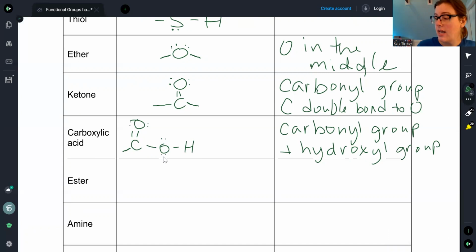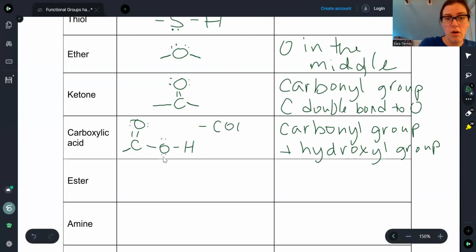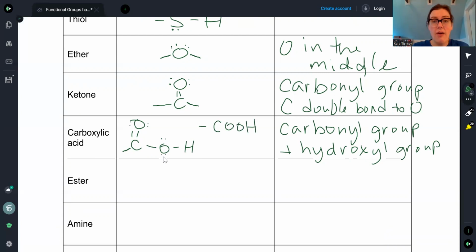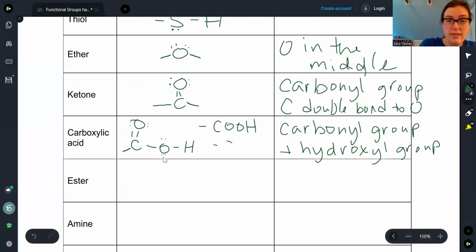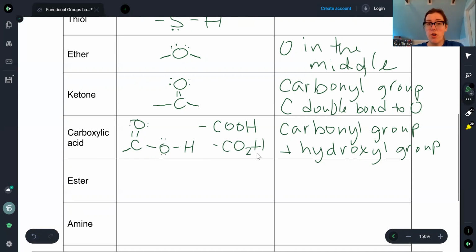Carboxylic acids can be drawn just simply as COOH. That's a very popular way of writing it. I've also seen people represent it as CO2H. So be aware, COOH, CO2H, that means a carboxylic acid.